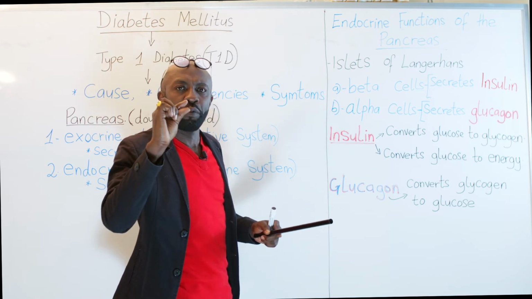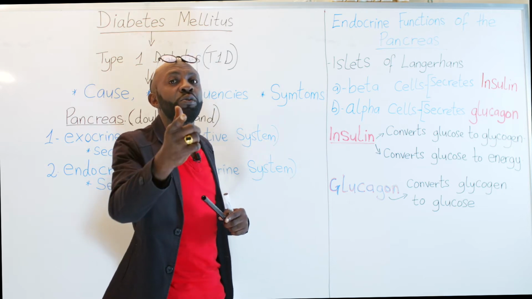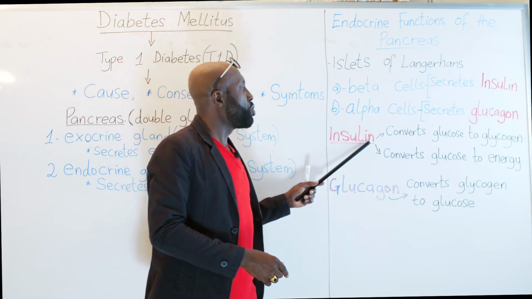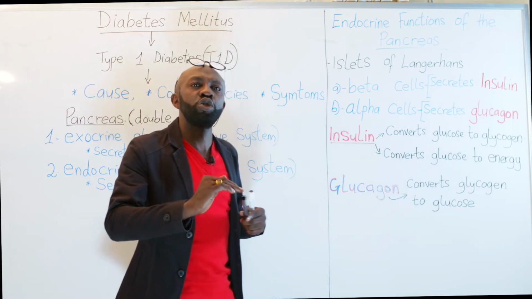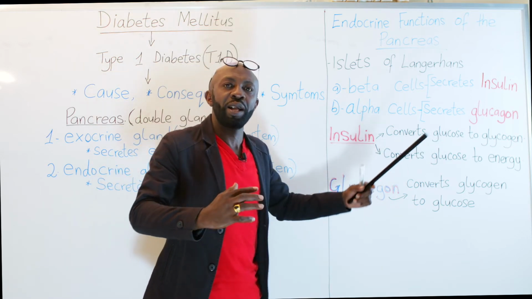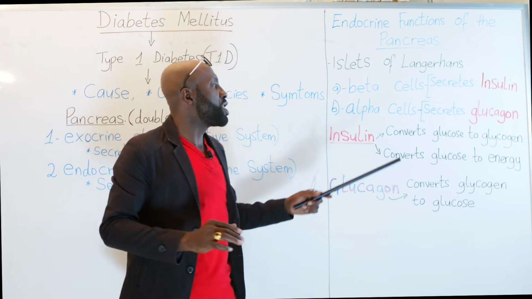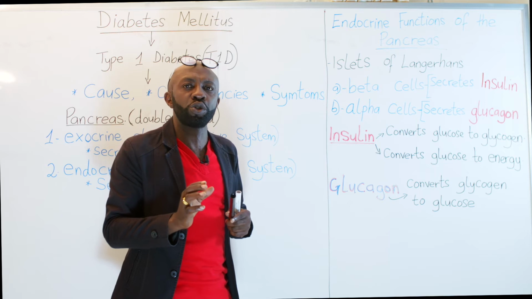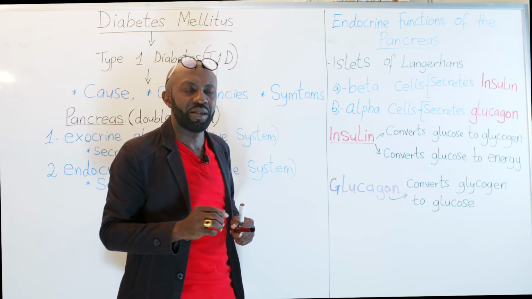Remember, when I talk of glucose and when I talk of sugar, they are the same thing. So don't get confused. Glucose is the same as sugar. So insulin converts glucose to glycogen. When there is too much glucose in the blood, insulin converts the glucose and keeps it in the storage region in the liver for further use. This process whereby insulin converts glucose to glycogen and sends it to the liver is called glycogenesis.